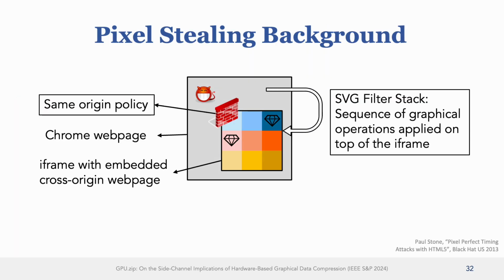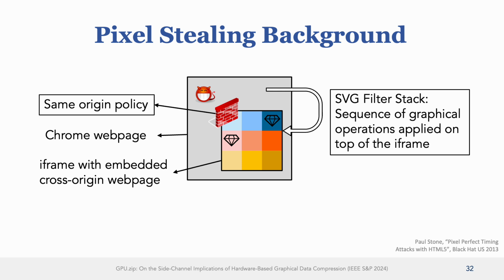The attack scenario is called pixel stealing. Pixel stealing attack is first introduced by Paul Stone in 2013 Black Hat. The attack violates the same origin policy on cross-origin iframes in the browser. We now introduce the standard framework to perform pixel stealing attack.